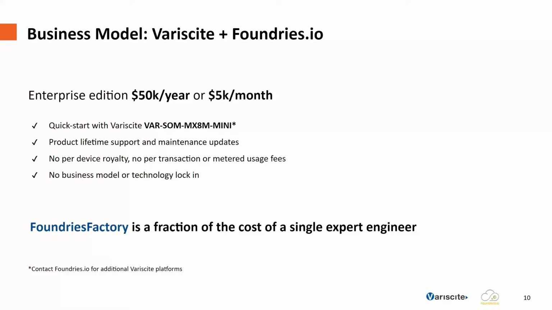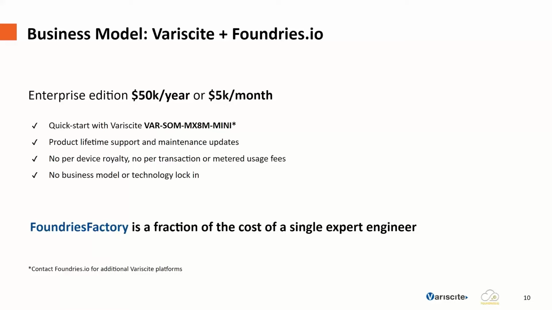And what our business proposal is here is that Foundries Factory is a fraction of the cost of a single expert engineer, right? So to even build up the teams needed to provide all these services, you probably all know it's very costly. You can do this now at a fraction of the cost. And what we do is we amortize that cost over all of our customer base, which then gives us more of a robust solution, but also enables us to be disruptive in this market.